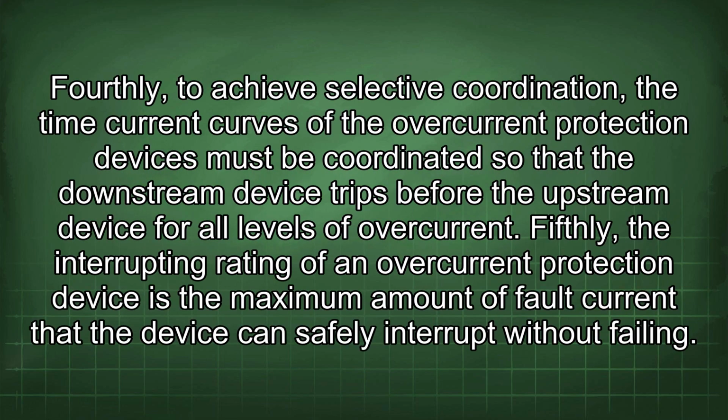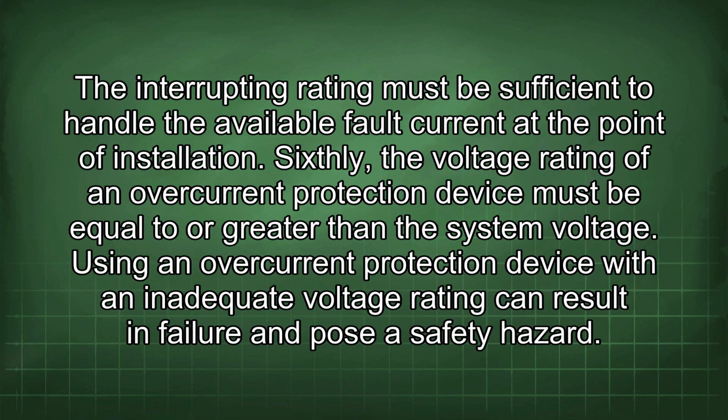Fourthly, to achieve selective coordination, the time current curves of the overcurrent protection devices must be coordinated so that the downstream device trips before the upstream device for all levels of overcurrent. Fifthly, the interrupting rating of an overcurrent protection device is the maximum amount of fault current that the device can safely interrupt without failing. The interrupting rating must be sufficient to handle the available fault current at the point of installation. Sixthly, the voltage rating of an overcurrent protection device must be equal to or greater than the system voltage.